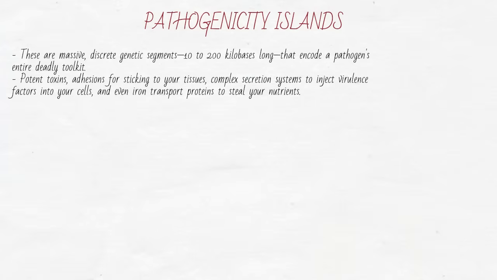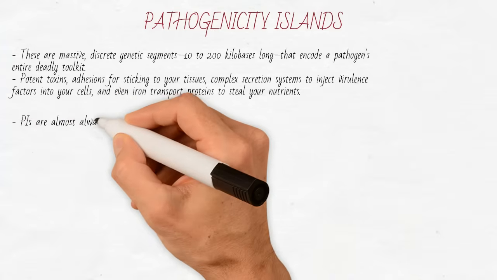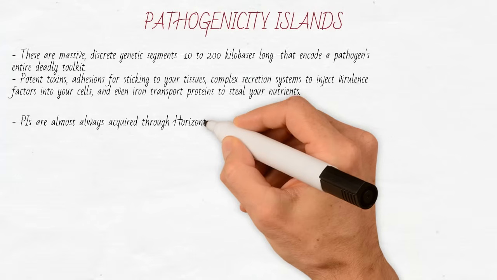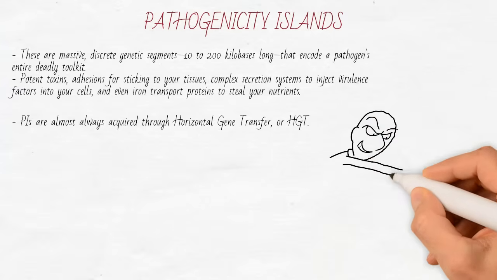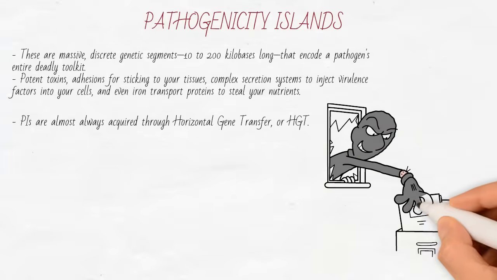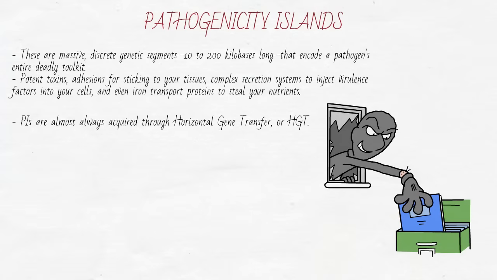But the critical insight here isn't just what they do, it's where they came from. PIs are almost always acquired through horizontal gene transfer, or HGT. That means bacteria stole that technology from another organism, maybe even a different species, rather than inheriting it from an ancestor through normal vertical transfer. So how do we know they were stolen?